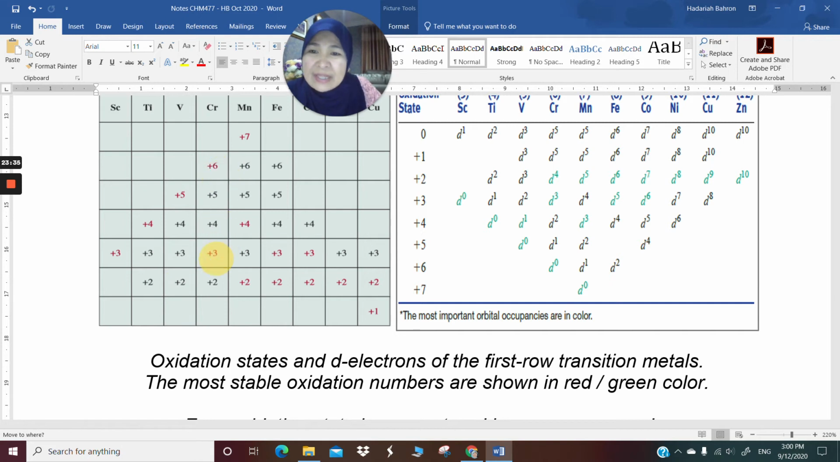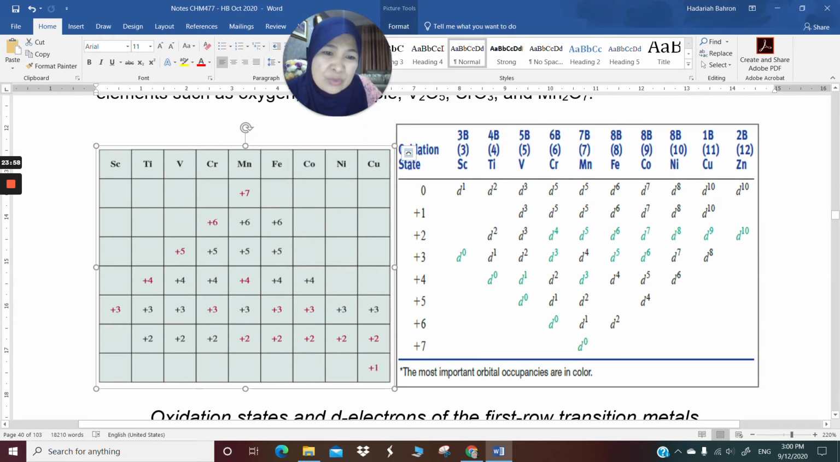Chromium, you have 6 and 3 as the most stable. Manganese, you have 7, 4, and 2 as the most stable. And the ones written in black are unstable, even though they can exist. And these transition metal oxidation states can be matched with how many d electrons they contain.